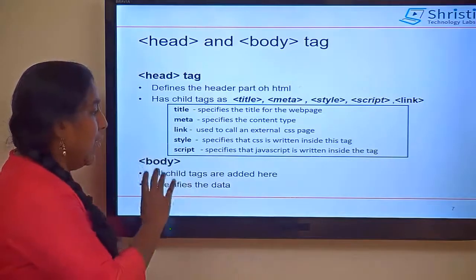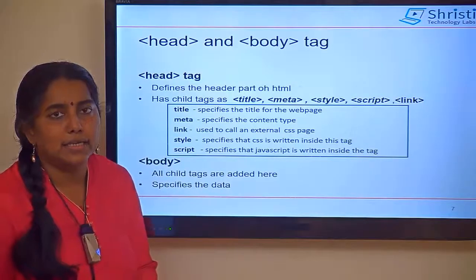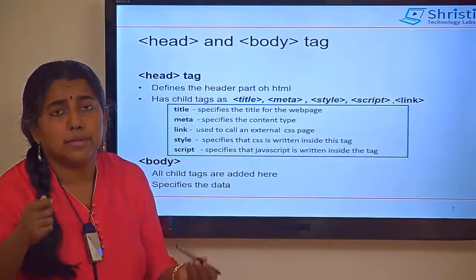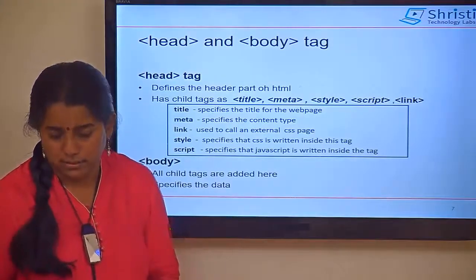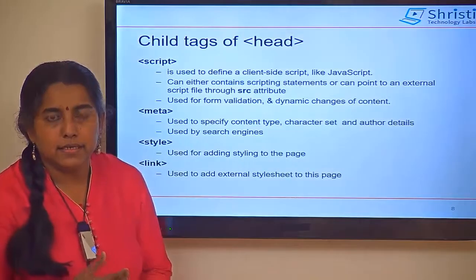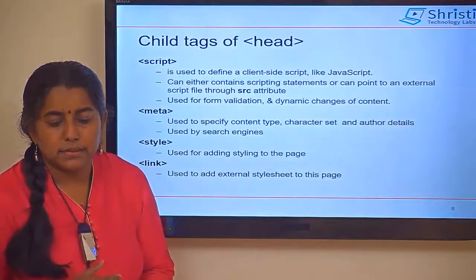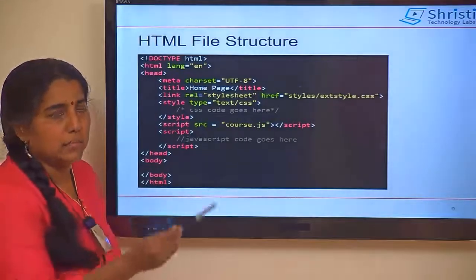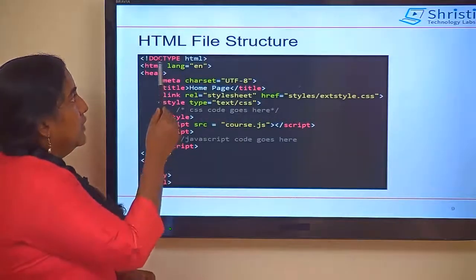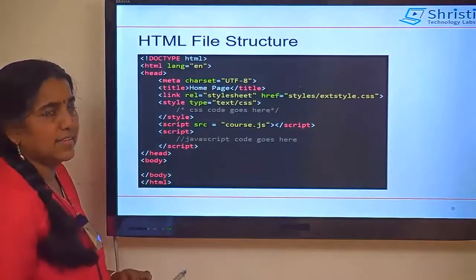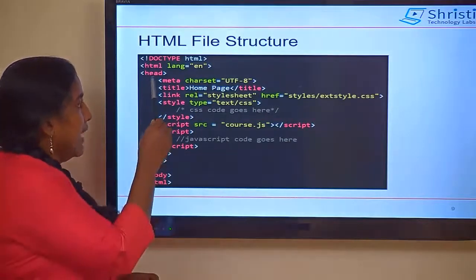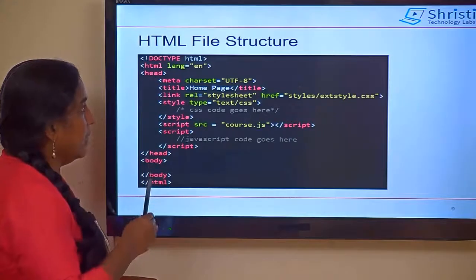And body, all the child tags will be added in the body tag. This is for rendering the information to the browser. So whatever I have explained is given over here: script, meta, style and link. This will be the final HTML file structure. Doctype, which specifies that this is an HTML5 document. The starting and ending will be the HTML tag having two child tags, head and body part.